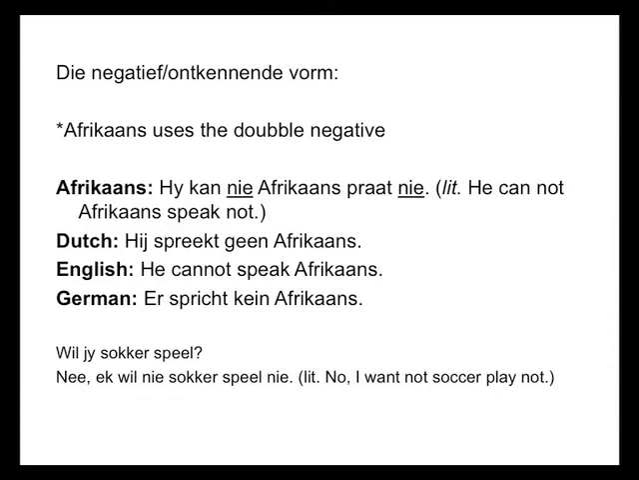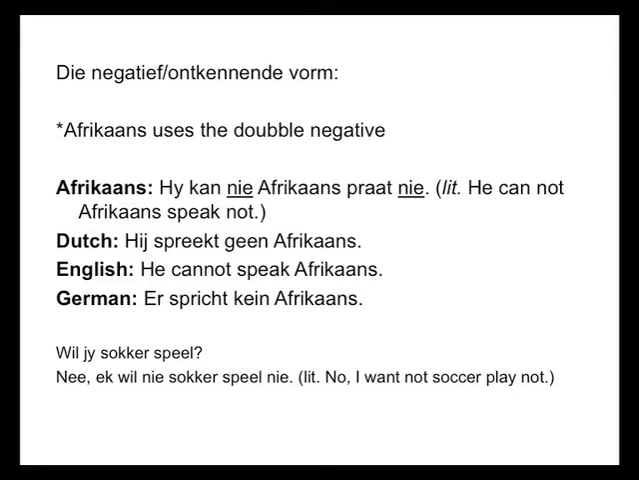We'll take this sentence here: Hy kan nie Afrikaans praat nie, which means he can't speak Afrikaans, or literally he cannot Afrikaans speak not. So you see I've underlined the nie. Basically the nie comes after the verb, and then another nie is added at the end of the sentence. So it's double negative nie, meaning not, or just the negative in Afrikaans.